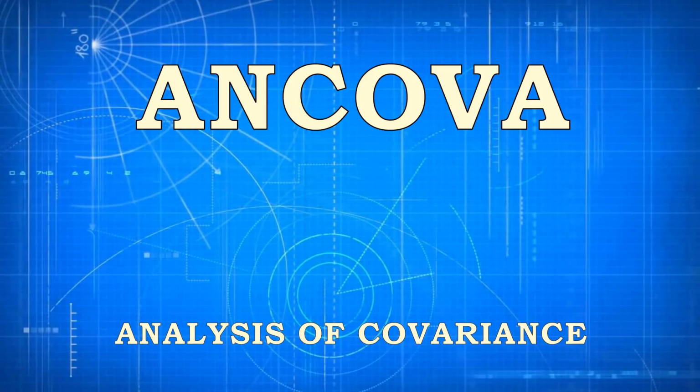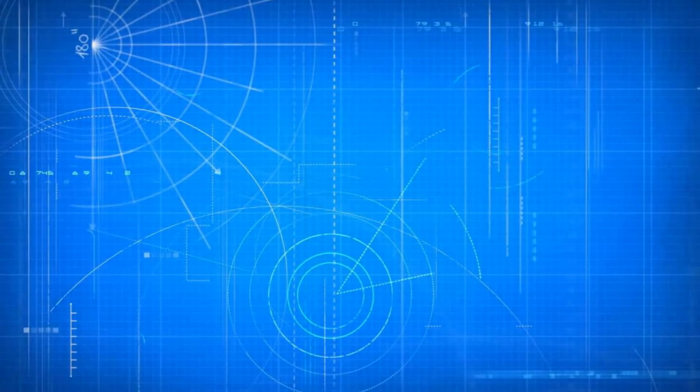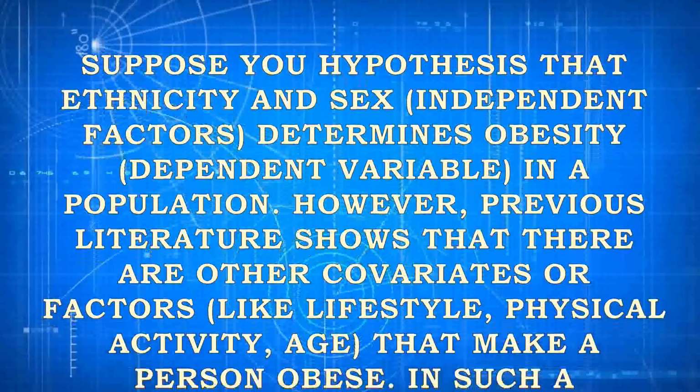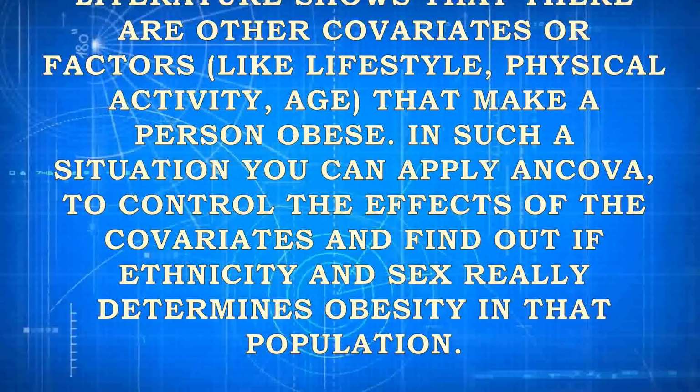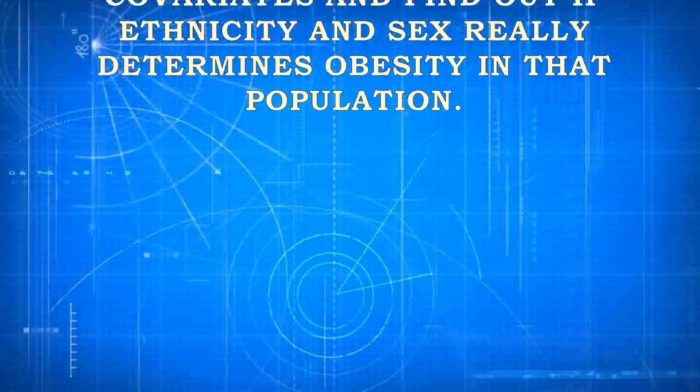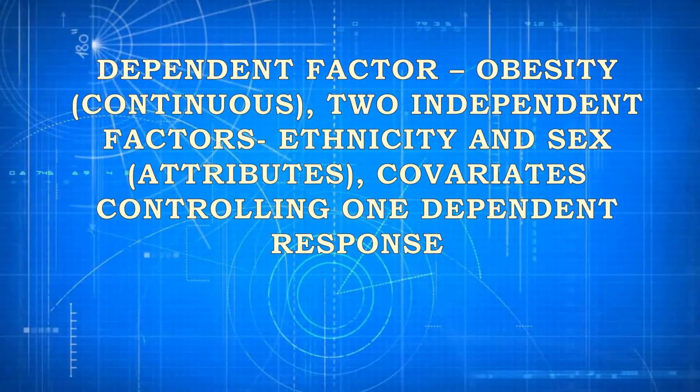The next type of multivariate statistics is ANCOVA. You see, ethnicity, sex, they may affect blood pressure or obesity, but there are a number of covariates which play a very active role in determining obesity and blood pressure. But in one-way and two-way MANOVA, we didn't control them. So, ANCOVA actually helps to control these covariates and get the right effect of ethnicity and sex on obesity and blood pressure.